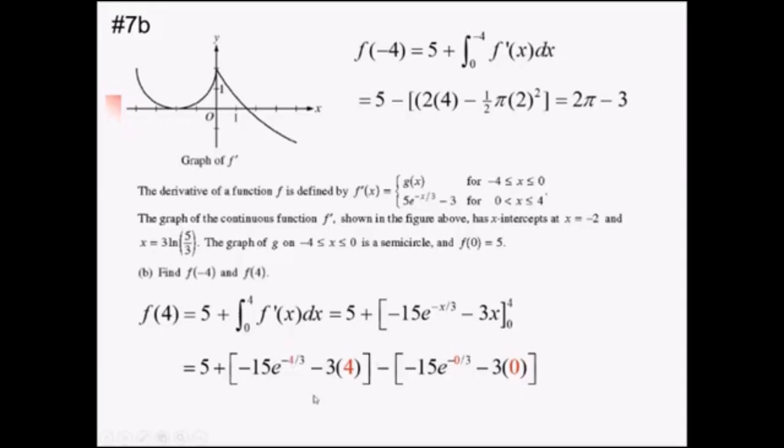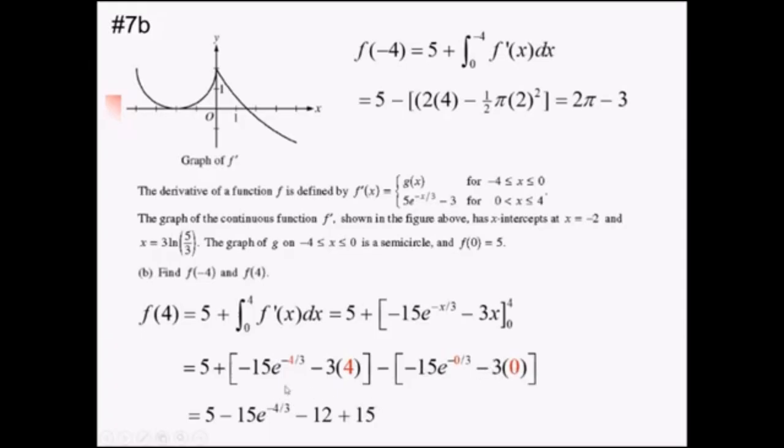But if you want to risk it and simplify it, we have this 5 in the beginning. We have this negative 15e to the negative 4/3. This is going to be minus 12. And over here, well, this is basically 15 times e to the 0. e to the 0 is just 1, so we have a negative 15 in here. But we're negating that, so that becomes a positive 15. And then this 3 times 0 is actually gone. This is the only thing that goes away on its own.